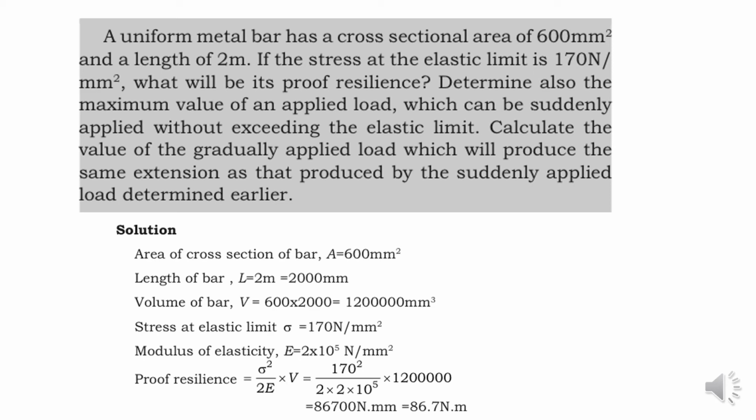Now what is proof resilience? It is the strain energy stored in the bar. So it is sigma square divided by 2E into volume, that is 170 square divided by 2E into volume of the bar. So you get the value of proof resilience as 86.7 Newton meters. Now we have to find the value of gradually applied load.